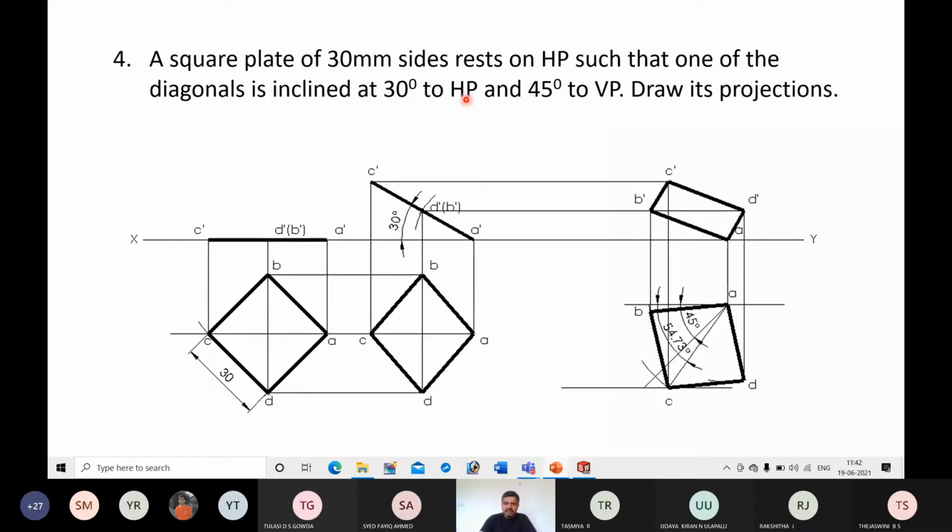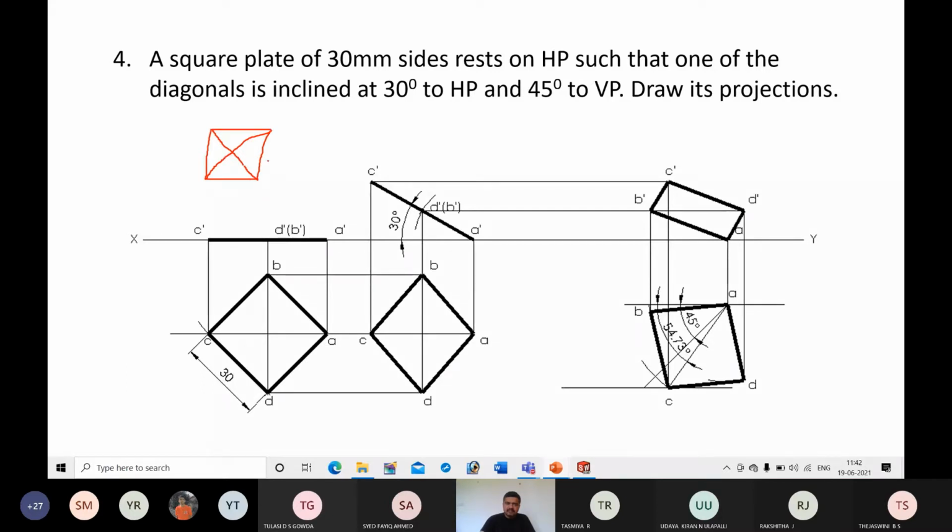So in order to make this diagonal inclined at 30 degree to HP and 45 degree to VP, initially we must be able to draw the true length of the diagonal. You can see the true length of the diagonal when it is parallel to the plane of projection. When the diagonal becomes parallel to the XY line, then only you can represent the true length of the diagonal. Instead, if you draw a square in this manner and draw two diagonals, these diagonals are inclined. If diagonals are inclined, you cannot get the true length.